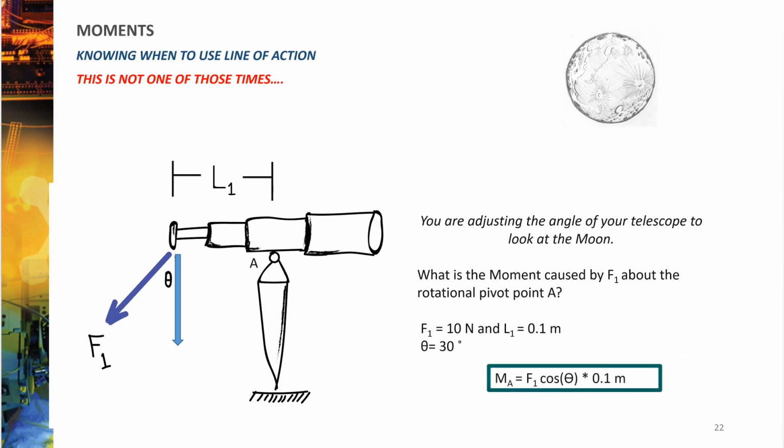So as you can see, line of action isn't always the best solution. Hopefully these examples help to illustrate that point and show you it is really important to figure out when to use one method over the other.